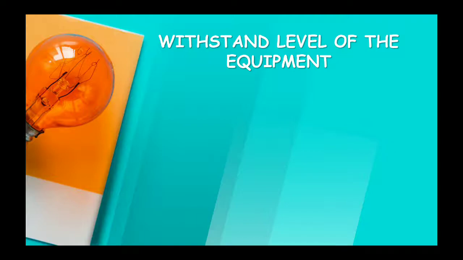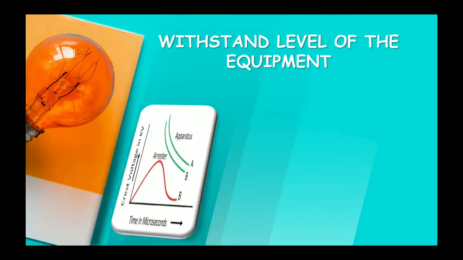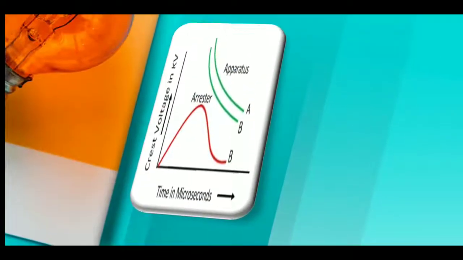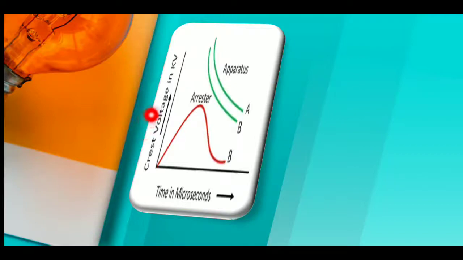Now the withstand level of the equipment. Here you can see the crest voltage in kV, that is the arrestor, and the time in microseconds. A and B are the apparatus. The crest voltage in kV increases here to a peak value, then it is reduced at point B.